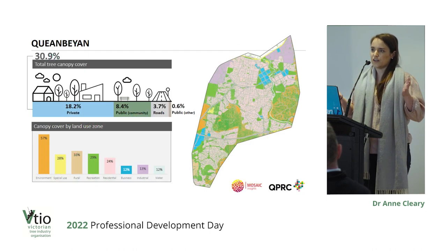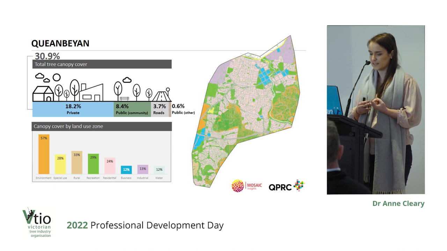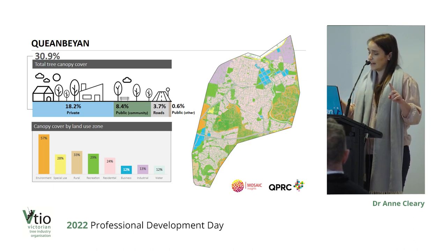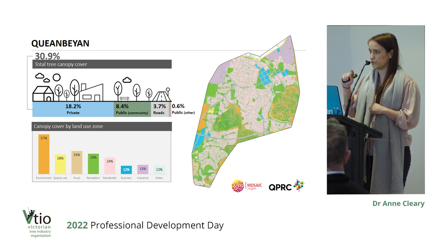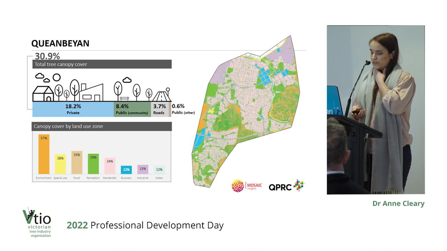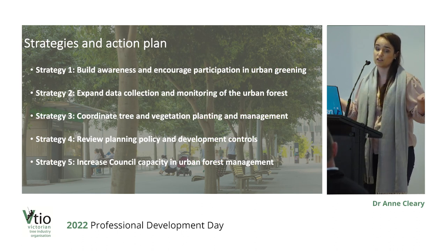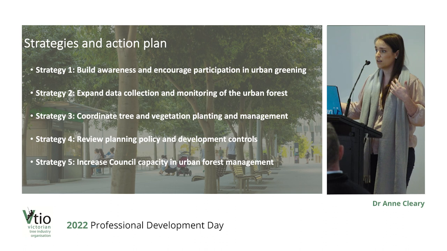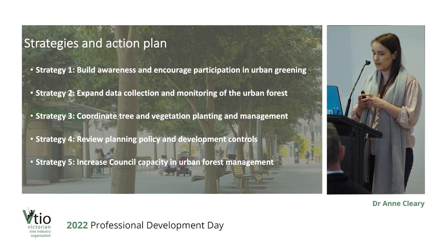What we did is they had four urban districts, and they wanted us to map out what the current canopy was. We looked at a whole range of different land uses across that. We mapped the targets and how they're tracking towards achieving a 30% urban canopy rate and what the other land uses were. We then had a stakeholder workshop where we came up with a whole range of strategies and then co-designed and collaboratively came to the prioritized strategies for Queanbeyan.